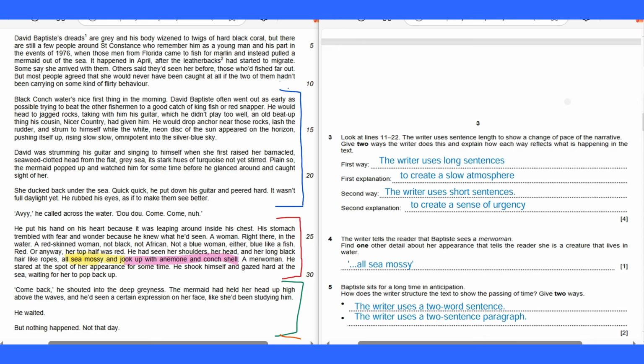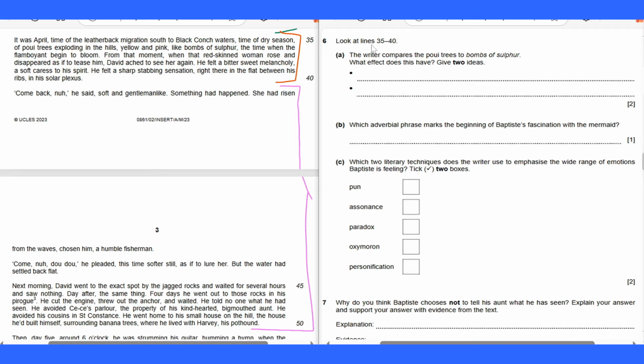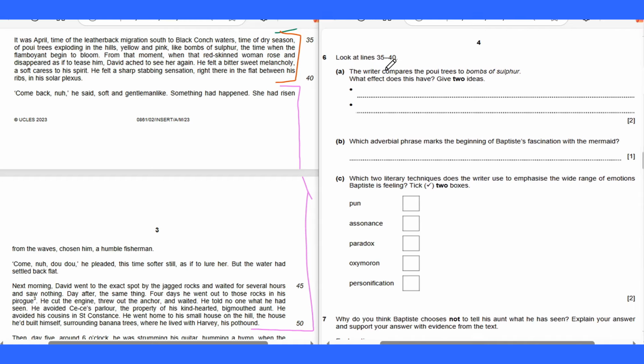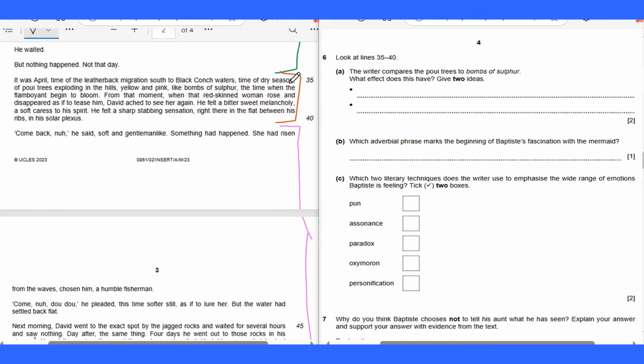Let's move on. Alright, number 6, look at lines 35 till 40. A. The writer compares the poetries to bombs of sulfur. What effect does this have? Give 2 ideas from lines 35 till 40. 35 till 40 section. Okay, 10 seconds.